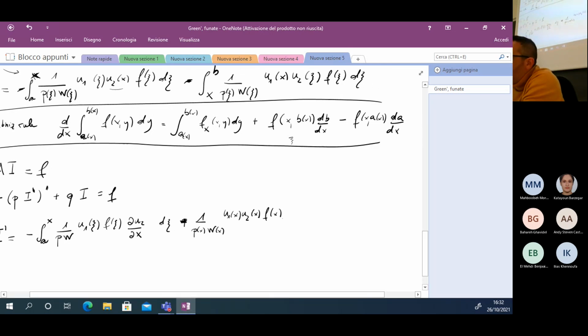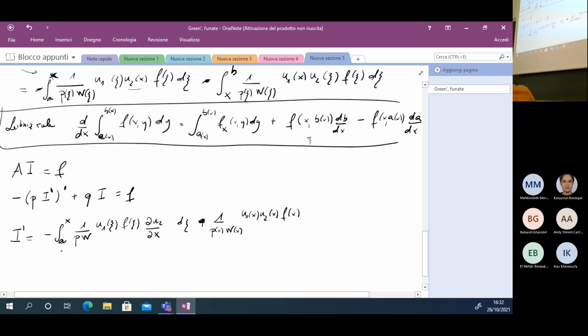And then there is the last term, which is f evaluated at the lower limit times the derivative of the lower extreme of the integral with respect to x. But the integral is between a and x, and a does not depend on x. So the derivative of a with respect to x is 0, and this term does not contribute. This completes the first term.